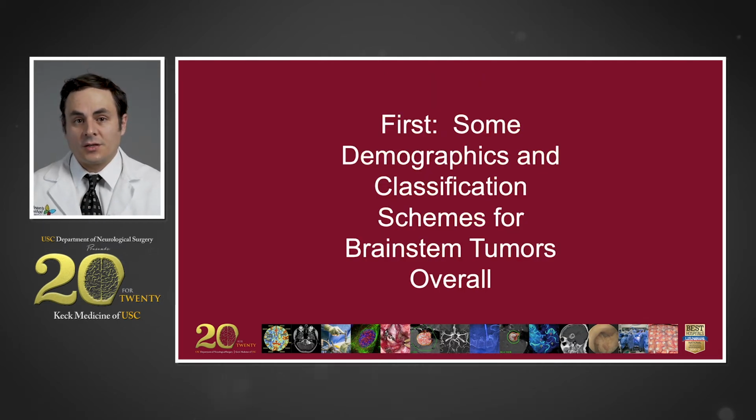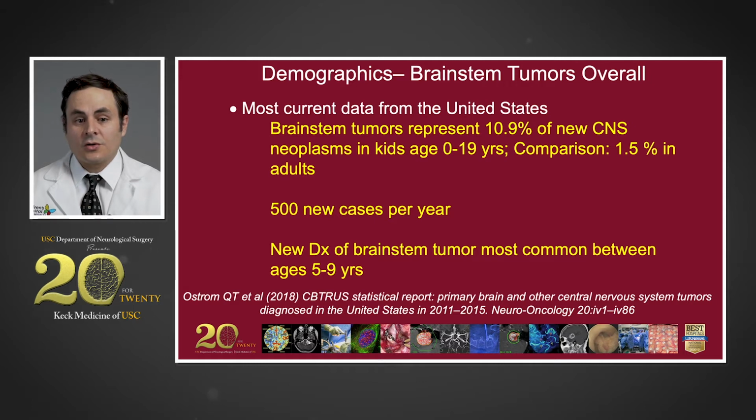First off, let's talk about some demographics and certain classification schemes for brainstem tumors in the pediatric population. From the most current data from the United States, brainstem tumors represent 10.9% of all new central nervous system neoplasms in kids aged 0 to 19. Just by comparison, these tumors of the brainstem make up 1.5% of brain tumors or central nervous system tumors overall in adults. There are approximately 500 new cases per year based on the most updated statistics in pediatrics, and a new diagnosis of brainstem tumor is most common between the ages 5 to 9.